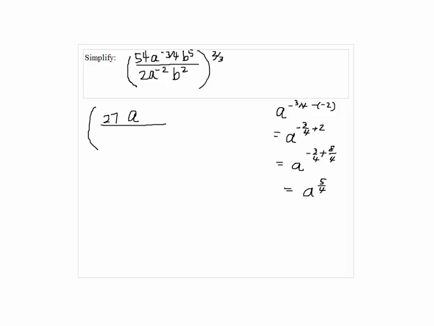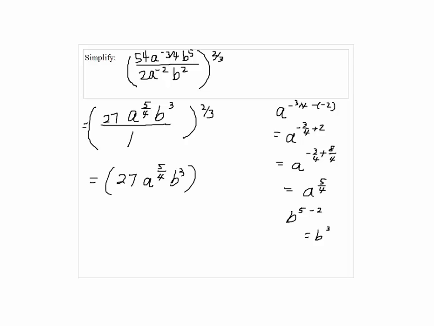Since this is a positive exponent, we're going to put the a to the 5/4 on top. And finally, b to the 5th minus 2 is b cubed, so it is also on top of the fraction bar. Since we have only 1 in the denominator, we just write this as 27 a to the 5 over 4 times b cubed, to the 2/3. Now we're going to distribute 2/3 to each factor. So we have 27 to the 2/3 times a to the 5/4 times 2/3 times b cubed times 2/3.